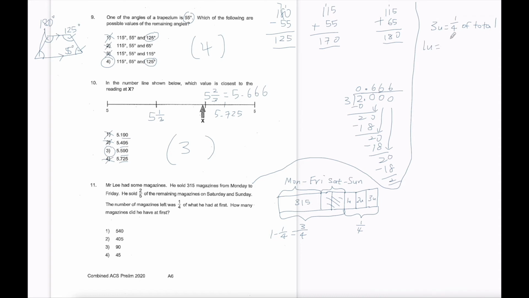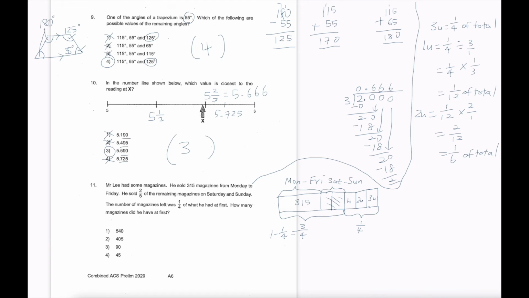So 1 unit equals to 1/4 divided by 3. Which is equals to 1/4 times, because this is over 1, so this is 1/3, which is 1/12, okay, of total. And then Saturday, Sunday is 2 units, correct? So from here, I need to find 2 units, so I take 1/12 times 2, okay, which is 2/12, or simplified is 1/6 of total. Okay, got it?